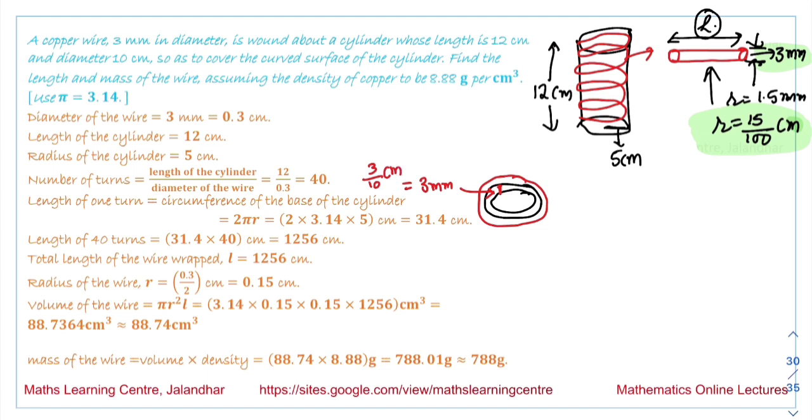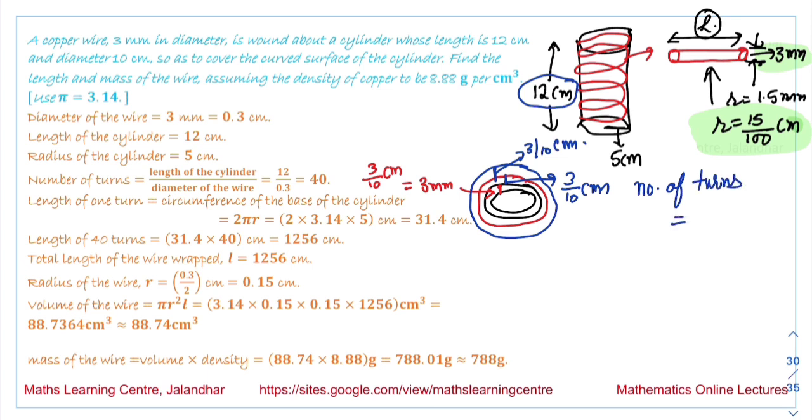So how much portion of the cylinder has it covered? It is 3 by 10 centimeter. Next again it has covered 3 by 10 centimeter. In the next round it has again covered 3 by 10 centimeter. What is the total length of this cylinder? It is 12 centimeters. So how many rounds of wire do we require? The number of turns that wire has to take to cover this complete cylinder is 12 over 3 into 10, that is equal to 40 turns. That is 40 times we have to rotate this wire around this cylinder.